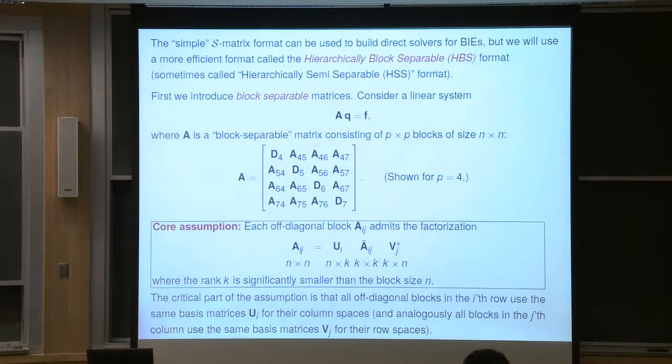Okay, but notice that there's a little bit more. There was something I didn't say. So I'm going to enforce that I can use the same basis matrices. So the matrix Ui spans the columns of the blocks Aij. But I enforce that I have to be able to use the same block to span the columns of all the blocks in the same row.